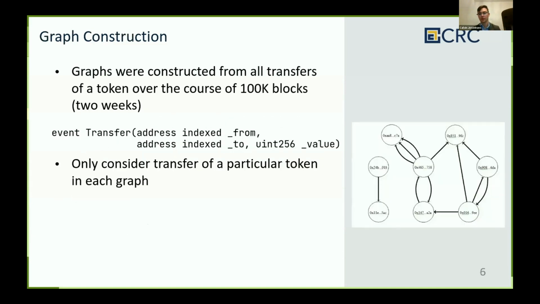Like I said, we looked at each token in 100,000 block timeframes over the course of all 2 million blocks. And we constructed a graph for every token in every 100,000 block timeframe that it occurred in. You see here the transfer event structure that I was talking about earlier. It's got this from trait, which is the source vertex, and the to trait, which is the destination vertex of the edges in the graph.